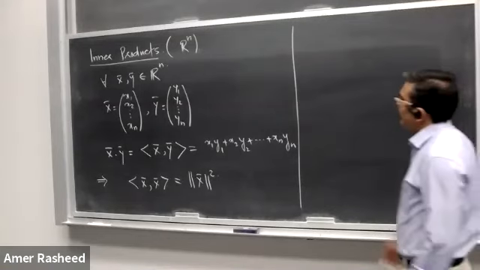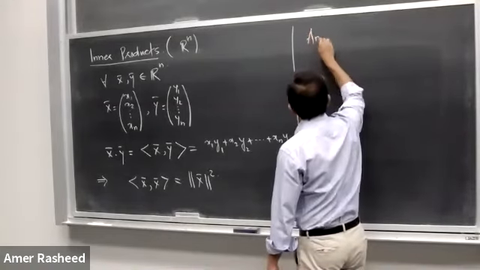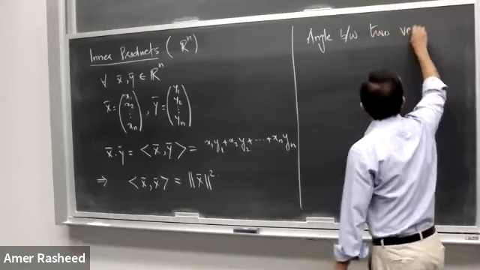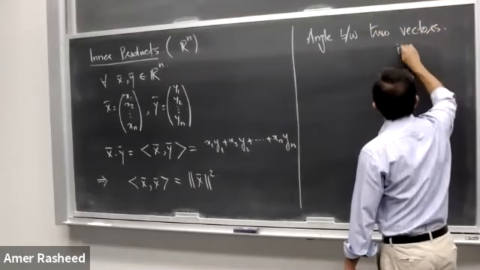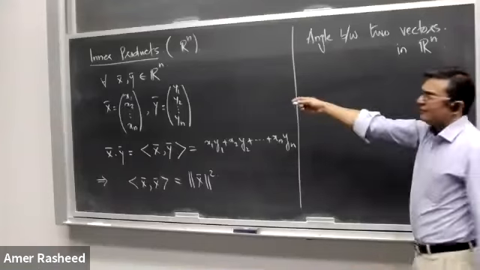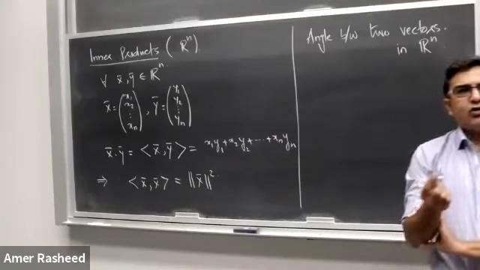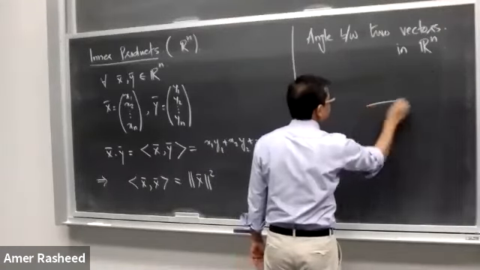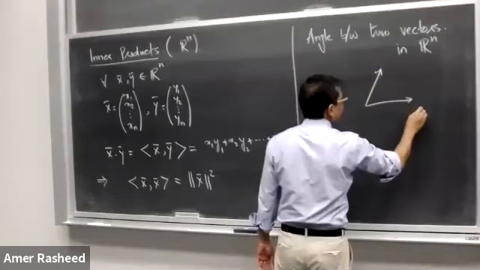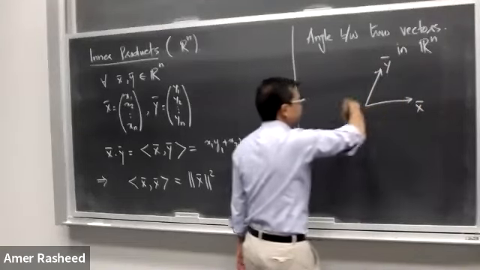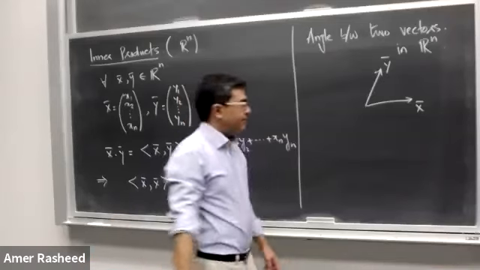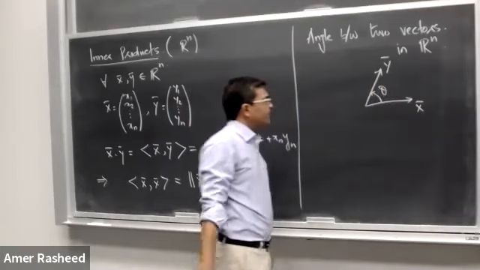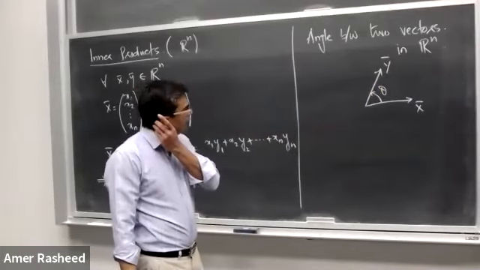Now, we are going to define the angle between two vectors in Rn. For example, we have the same vectors x and y. Then how do we define the angle between these two vectors? For example, if we have two vectors, this one is the x vector and this is the y vector, and these two vectors are in Rn. Then the angle, let me call it theta, is the angle between these two vectors.